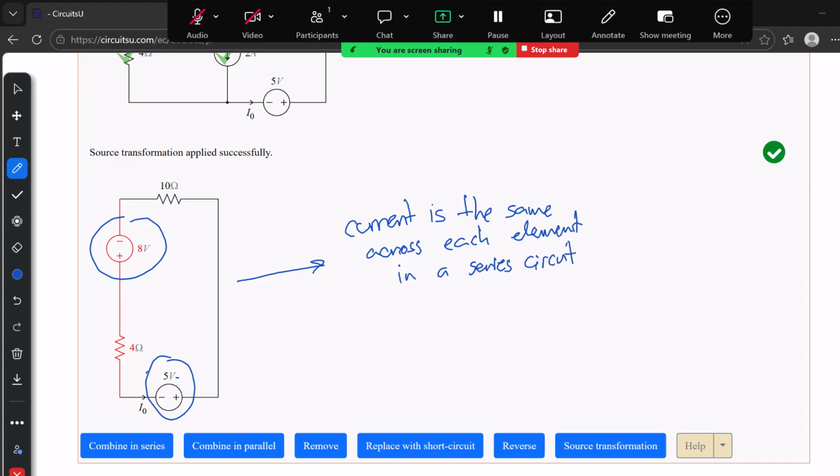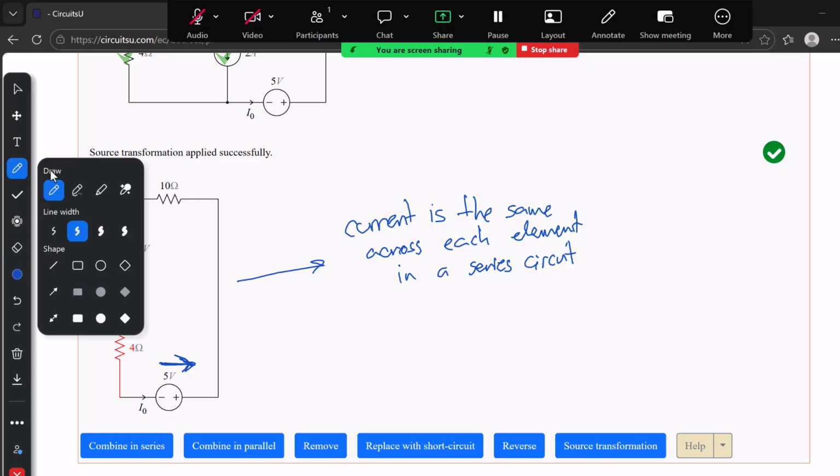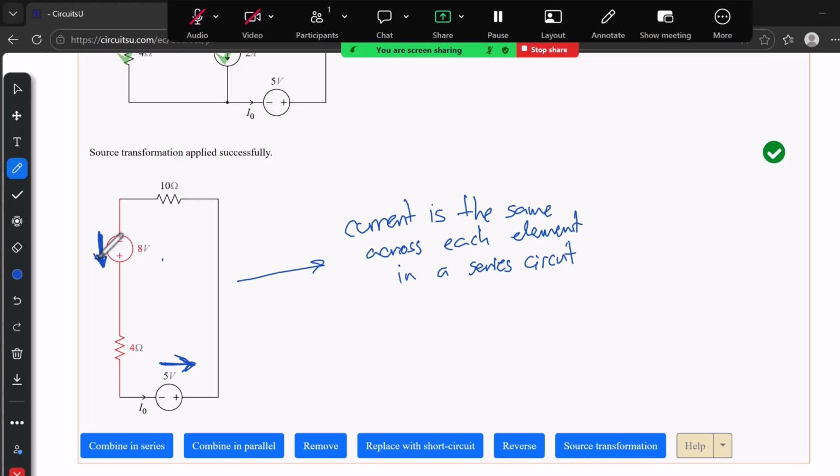So in our case, I have the 8 volts and the 5 volts combined. Notice that, again, by the passive sign convention, the current enters through the negative terminal and it exits through the positive terminal. So this means that, since they are in series, they can combine in series, so we can just add them up. And not only that, but if we were to follow the convention, we will see that both sources share the same sense of direction of the current.